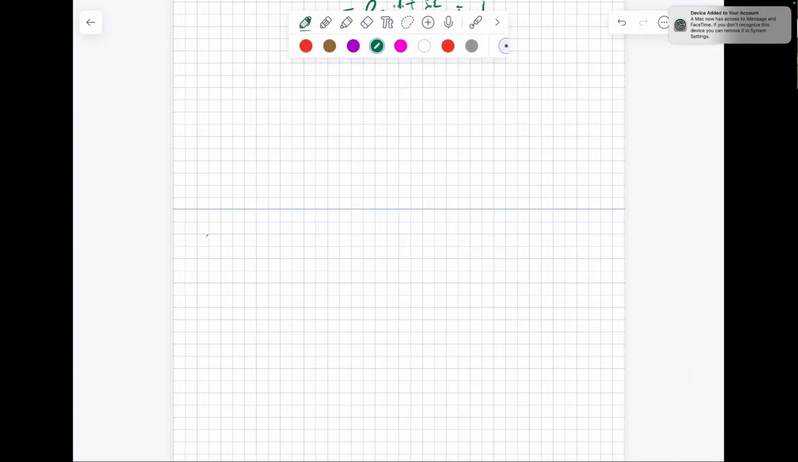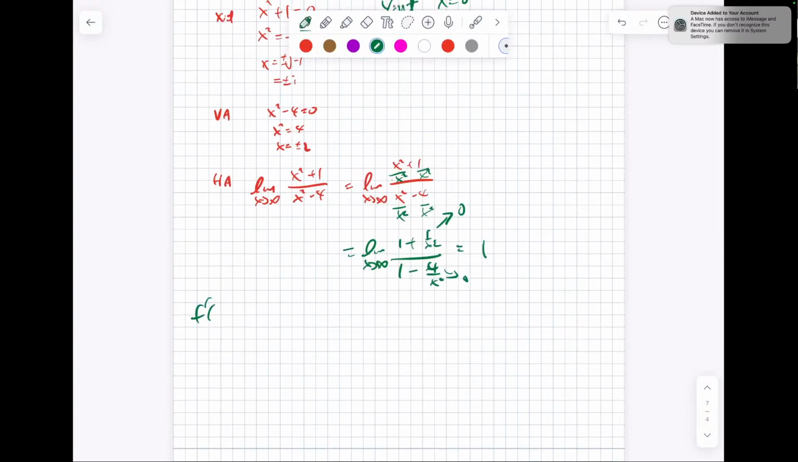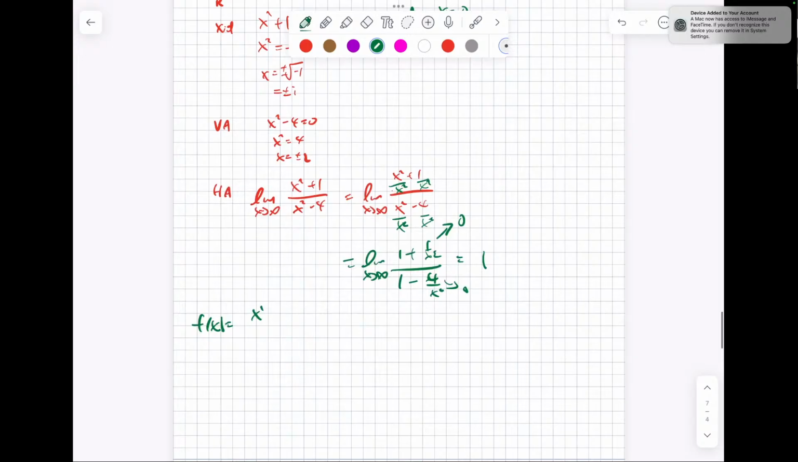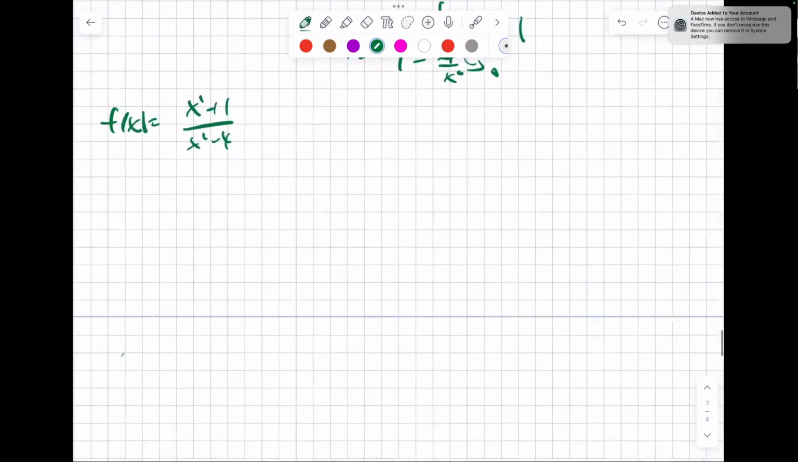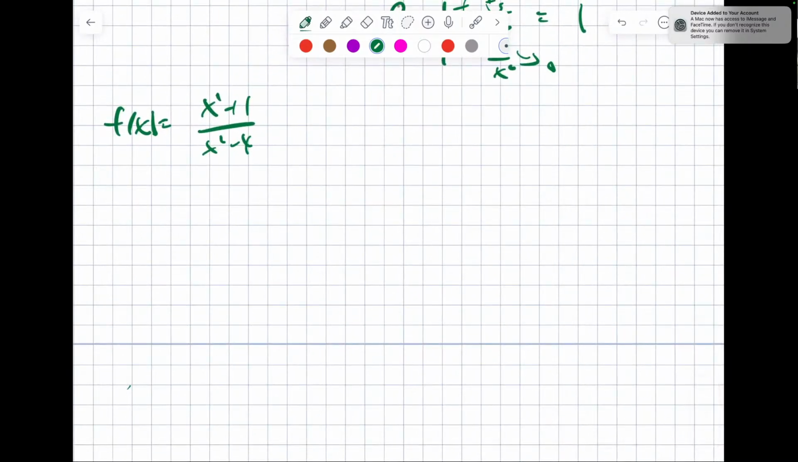Oh no, sorry. f prime of x. We're going to do the derivative. So we're going to take f of x, x squared plus 1 over x squared minus 4. Now, this is a review from the last chapter, chapter 2: how to take a derivative. The bottom's not one term, so I cannot split them. The bottom's two terms, so I just say, hey, let's take a derivative. Low d high minus high d low over low low.